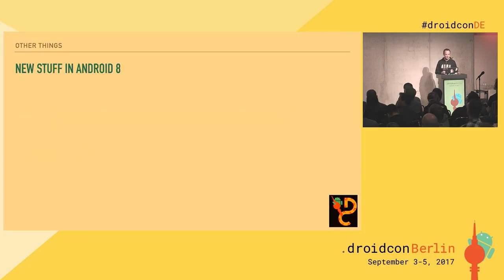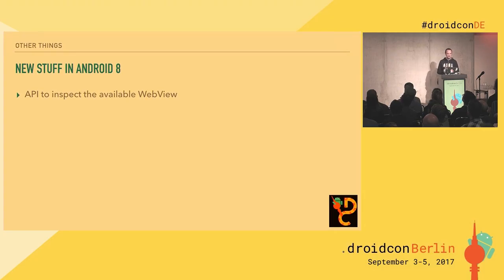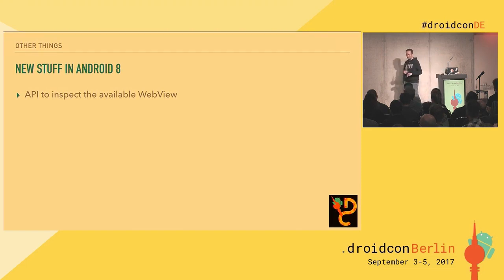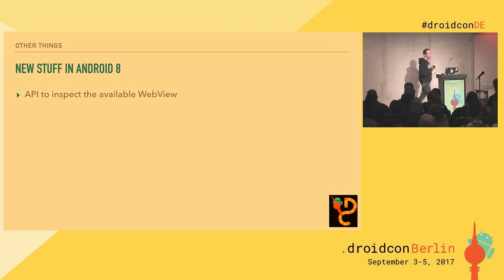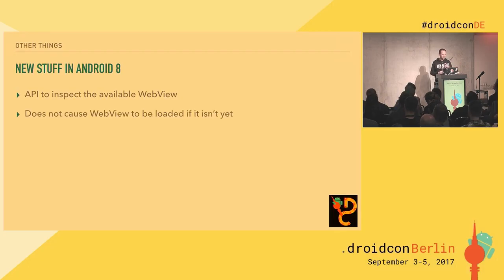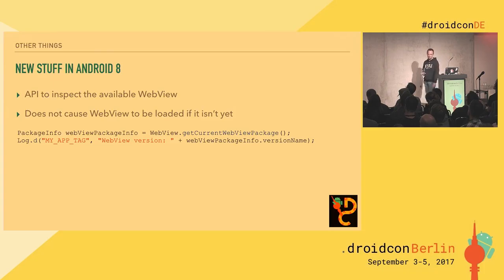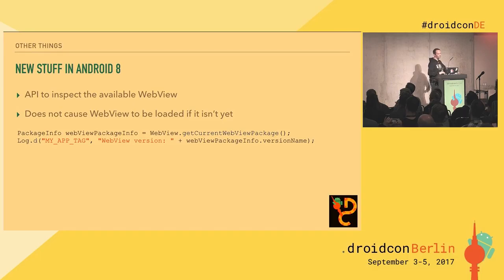And finally, Android 8. Android 8 introduced one really, really interesting new feature, which is an API to inspect the available WebView. That's really helpful, because it means you can now say, does this user come with a phone that has WebView 57 and above? Previously, believe it or not, you couldn't do that. You could just make semi-intelligent guesses. It doesn't cause the WebView to load if it isn't yet. And it's a really simple API call. You basically say getCurrentWebViewPackage, and then you look into what, for example, the version name or the version number is.